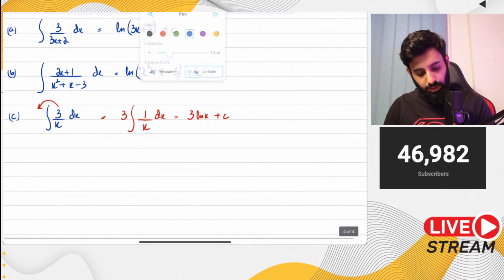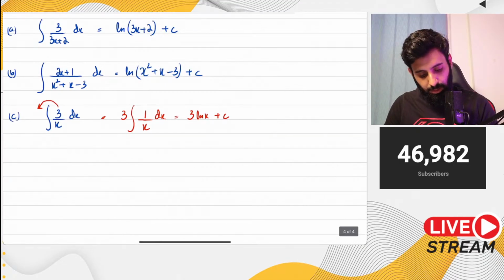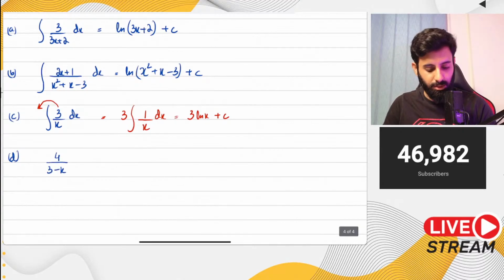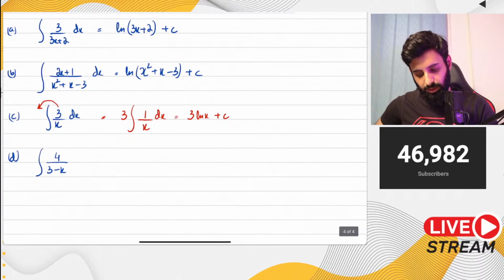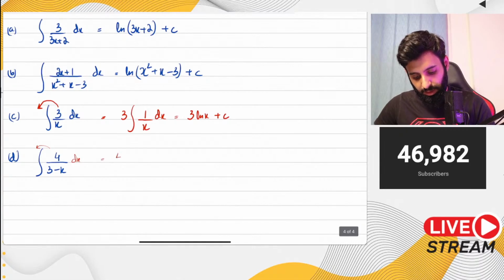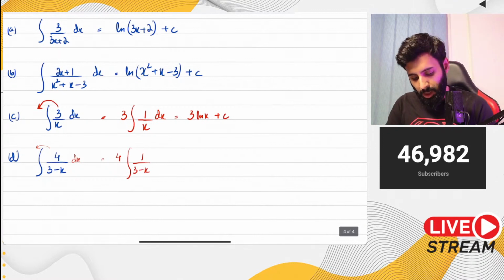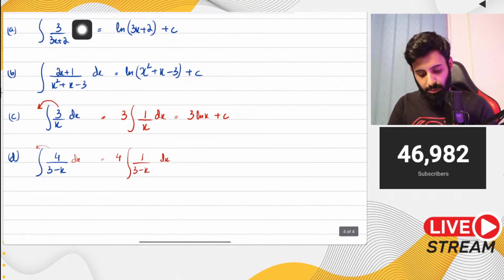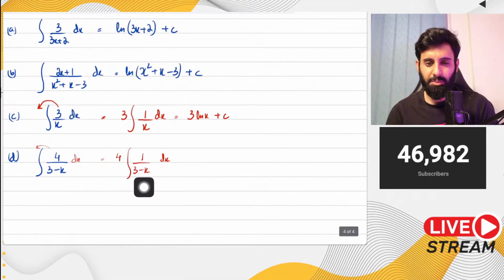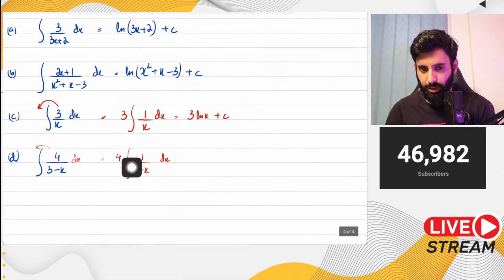Now, this was also a fairly simple question. Let's do another one. Let's say you have 4 upon 3 minus x. What do I do with this? Again, step by step. First, let's take this 4 outside, and don't forget that we're integrating with respect to x. So this is what we're looking at, 4 into 1 upon 3 minus x. Now, the differential of the denominator, 3 minus x, is going to be minus 1. And here, what do we have?